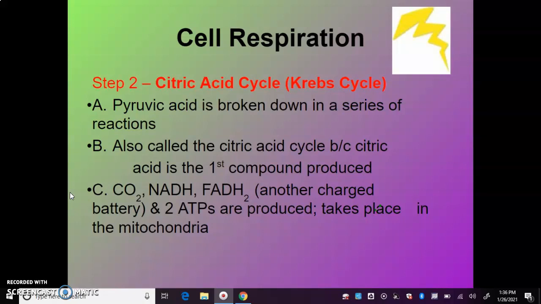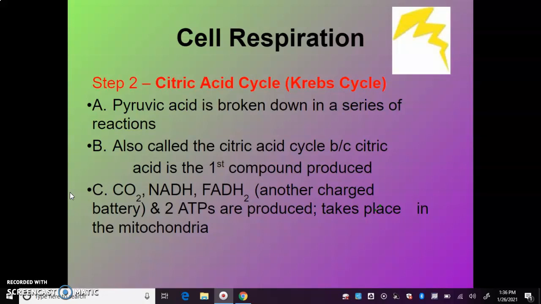And then the first molecule that's going to be produced in the cycle is known as citric acid. So citric acid cycle is the other name for the Krebs cycle because it's the first compound that's produced in the cycle. As we go through, again, pay attention to the inputs and outputs. You'll see arrows going in, that would be an input, and the arrows coming out are the outputs. The things being produced in the Krebs cycle or citric acid cycle are carbon dioxide, NADH, and FADH2, like high energy molecules or charged batteries, and you're also going to see ATPs being produced, 1 per turn.